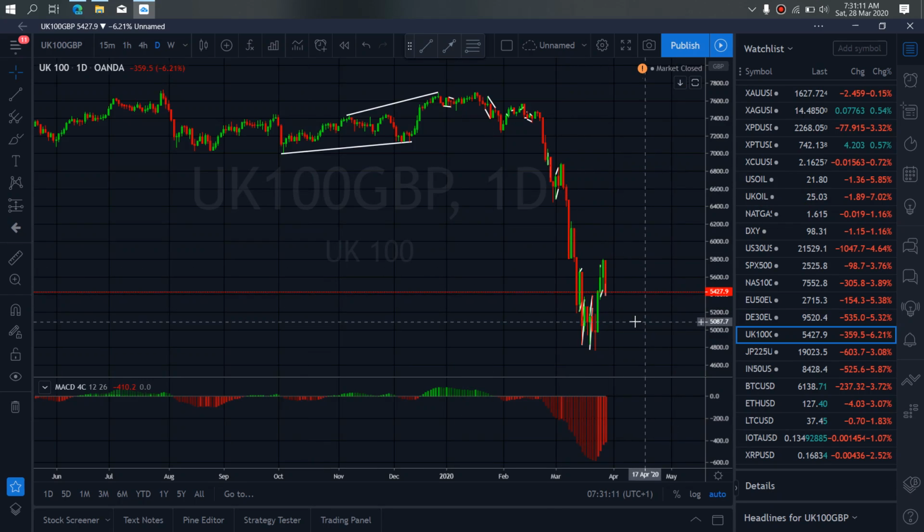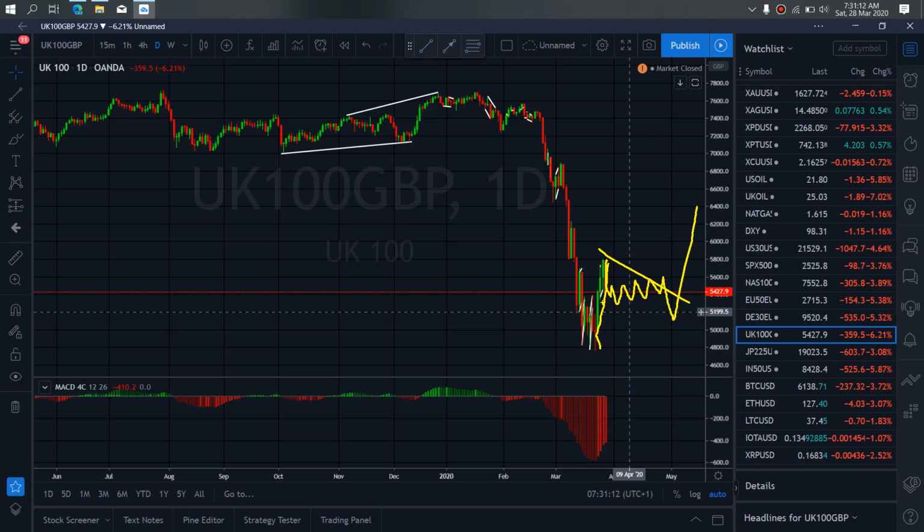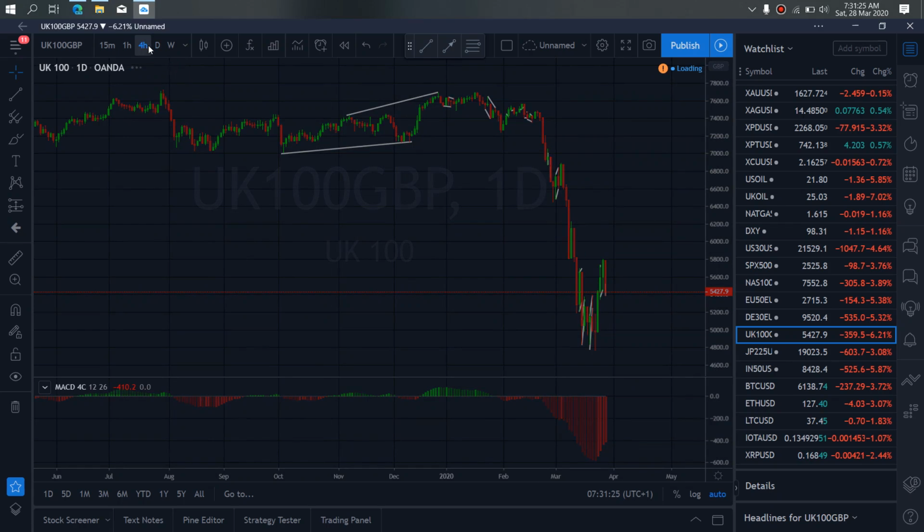On UK 100 index for this week, last week they gave us this spike upside and they have started dropping. So this week we want to watch them drop, correct, drop, and then resume the buy momentum upside. This is what we expect this week for Europe, for UK 100.